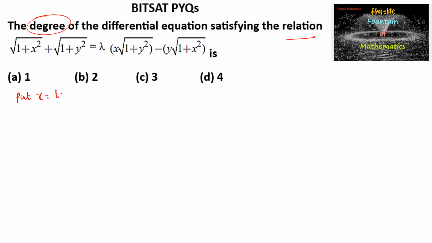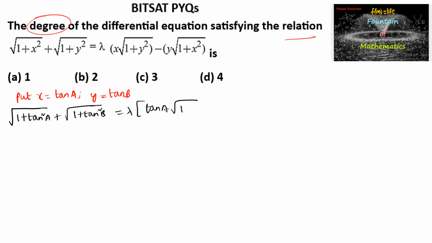Put x is equal to tan A, y is equal to tan B, so that under root of 1 plus tan square A plus under root of 1 plus tan square B is equal to lambda times of x times of, that is, tan A into root of 1 plus tan square B minus tan B into root of 1 plus tan square A. And we know that secant square theta minus tan square theta is 1. So 1 plus tan square is equal to secant square theta.